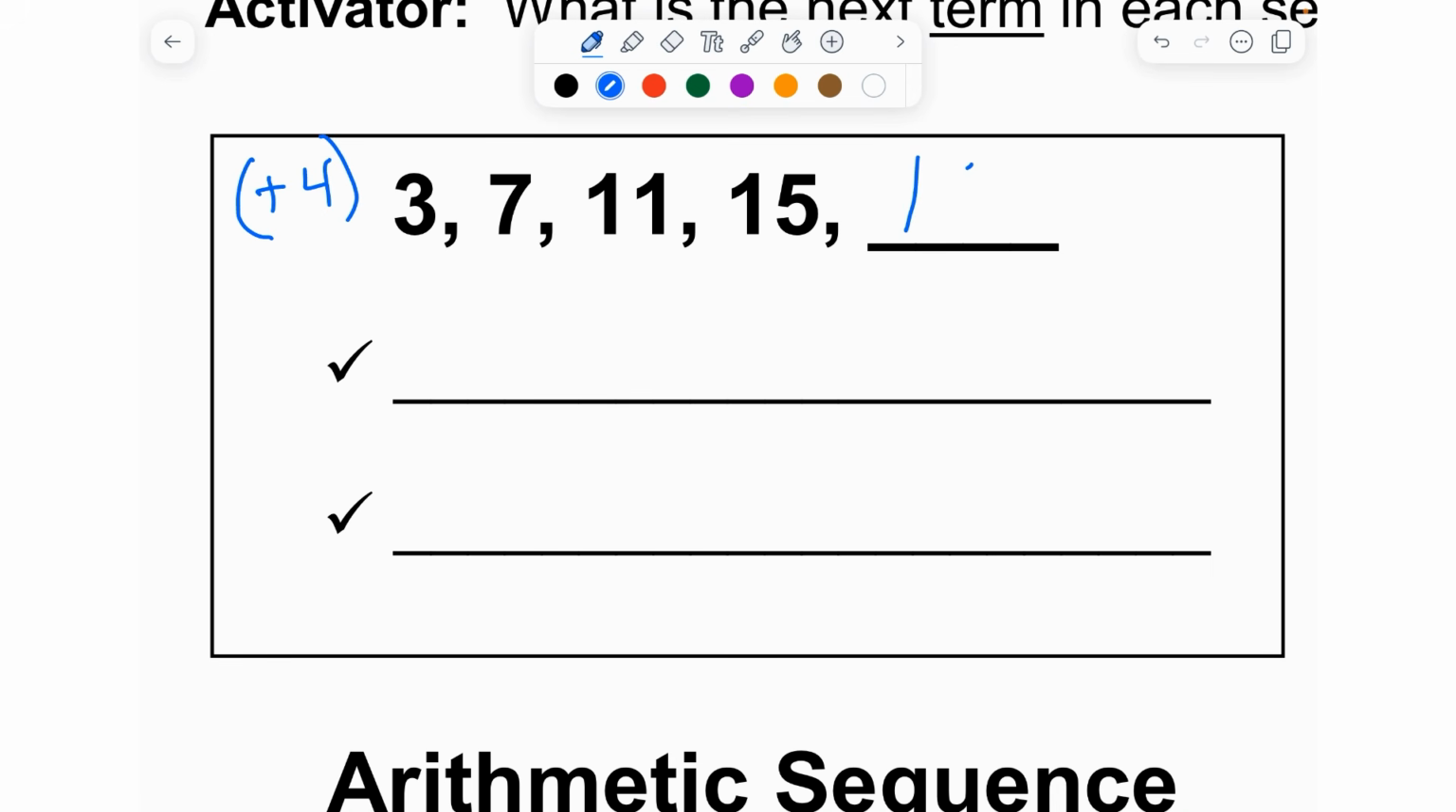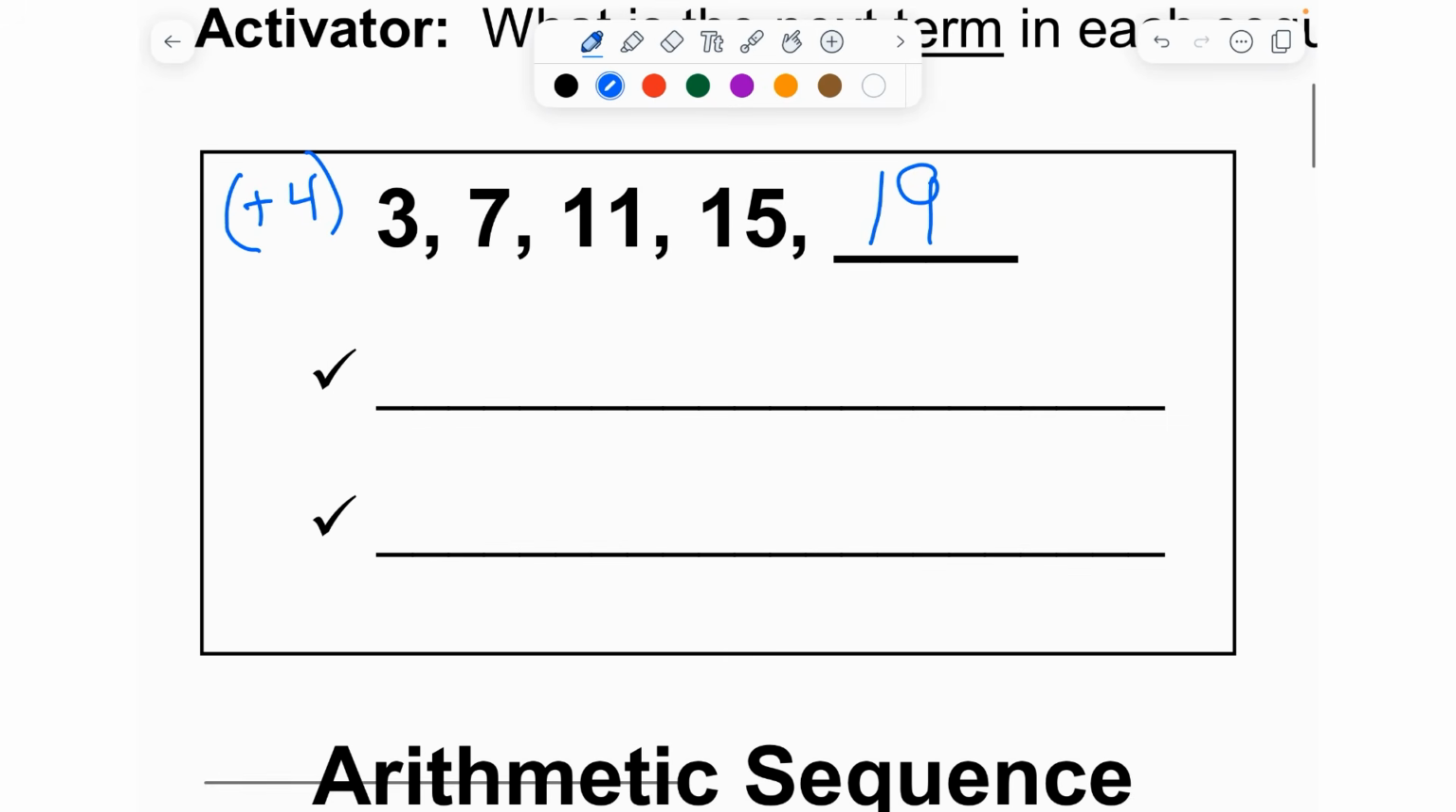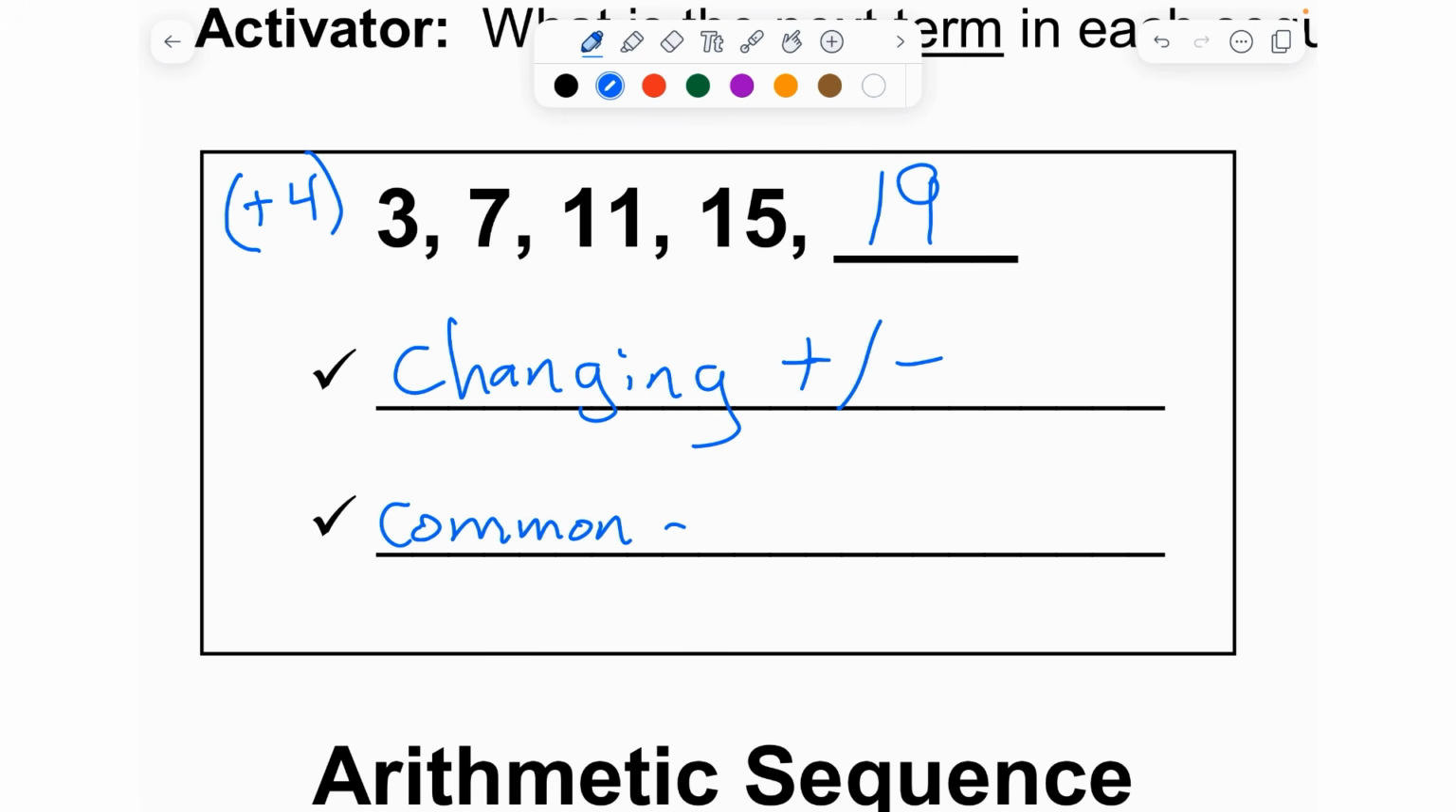Sure, I can find the next term. I probably could find the next 5 terms if I wanted to. But what if I wanted to find the 20th term? I don't know if I want to actually count out or list the next 15 or so terms. Let's make some observations. The first thing we saw, that's right, we saw that the terms were changing by addition or subtraction. So when terms are changing by addition or subtraction, it turns out that that specific amount of change is called the common difference. And it perhaps is the most important part of this sequence.